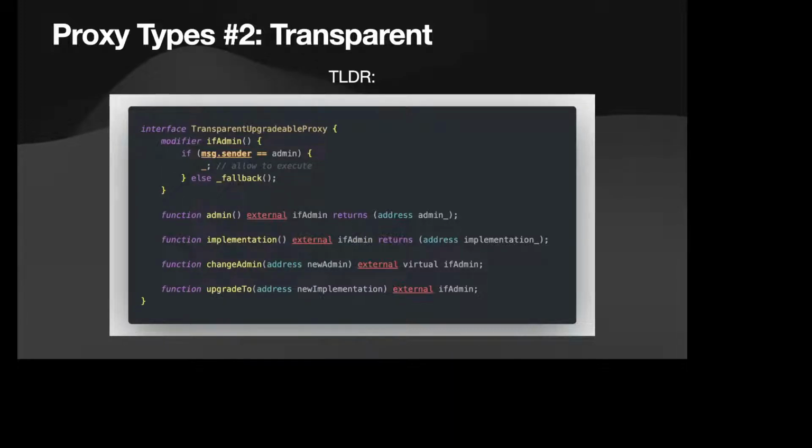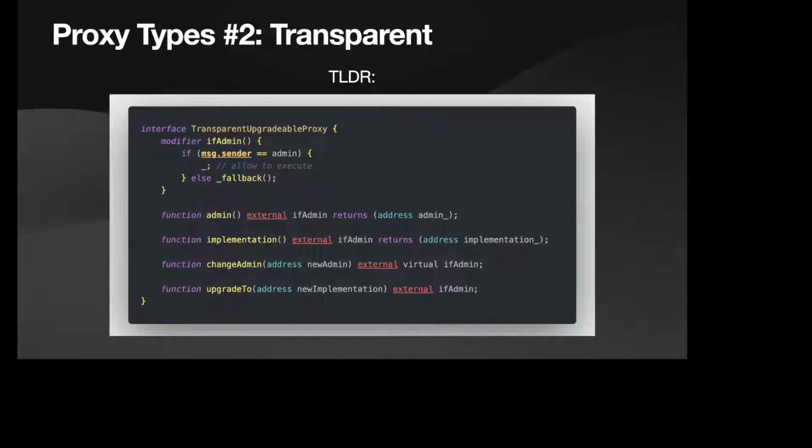The key thing here is this ifAdmin modifier. It has one level before it interprets the fallback, where it says, hey, if the msg.sender is the admin, just execute it in this context: execute admin, execute implementation, execute change admin, execute upgrade to. But if it's not the admin calling this function, just execute the fallback function and forward it on to the logic contract to continue the execution flow. So that's the TLDR, show me the code: it has these few different ways to manage and roll upgrades.